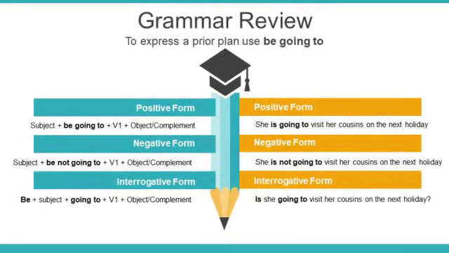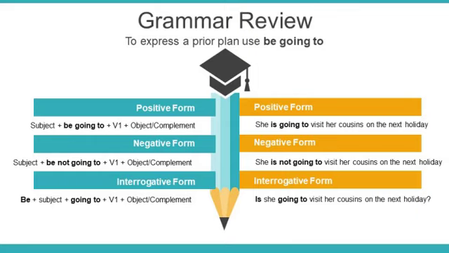And then, to express a prior plan, use be going to. In the positive form, the formula is subject plus be going to plus verb 1 or present verb plus object or complement. The sentence will be, she is going to visit her cousins on the next holiday.